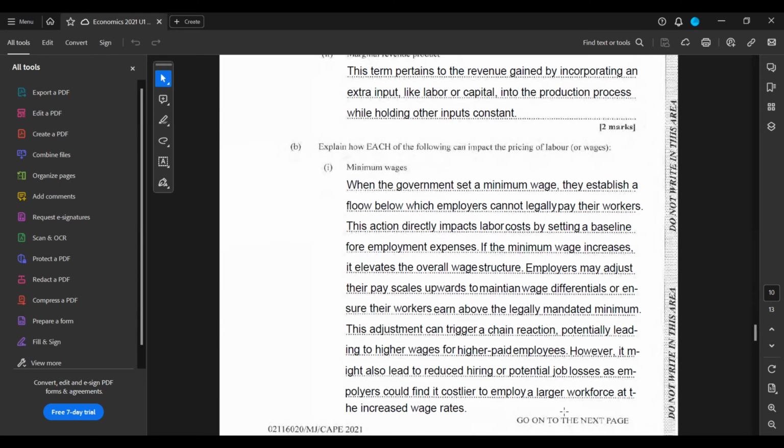Employers may adjust their pay scales upwards to maintain wage differentials or ensure their workers earn above the legally mandated minimum. This adjustment can trigger a chain reaction, potentially leading to higher wages for higher paid employees. However, it might also lead to reduced hiring or potential job losses as employers could find it costlier to employ a larger workforce at the increased wage rates.